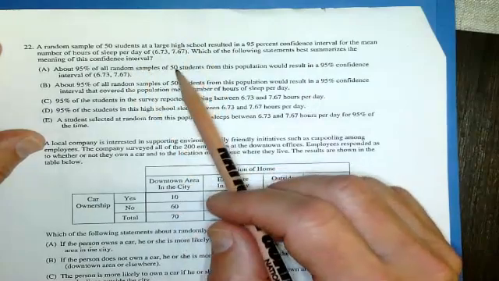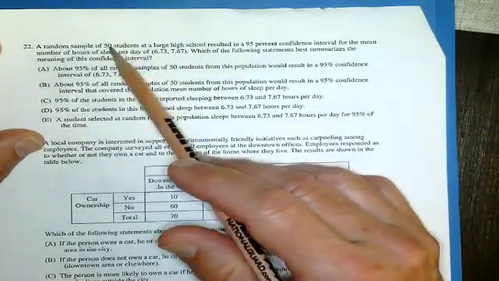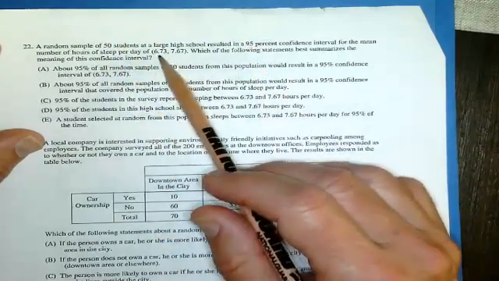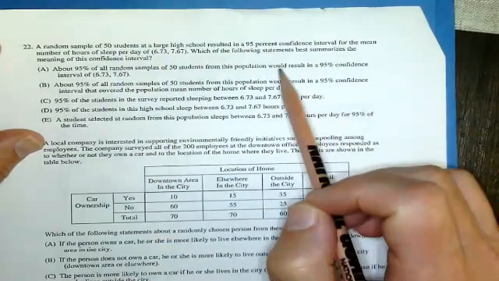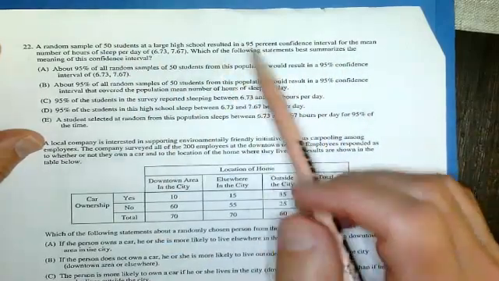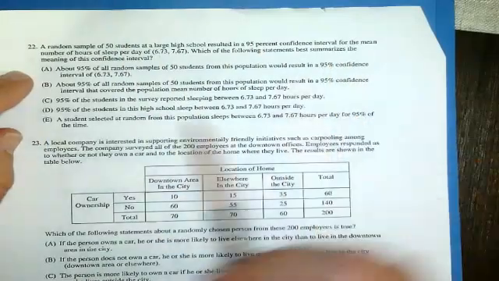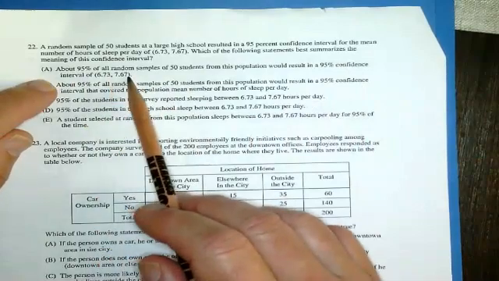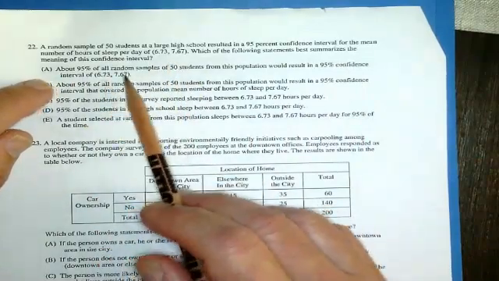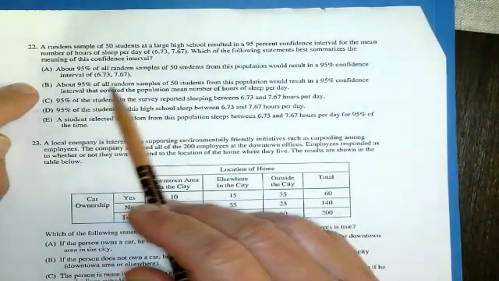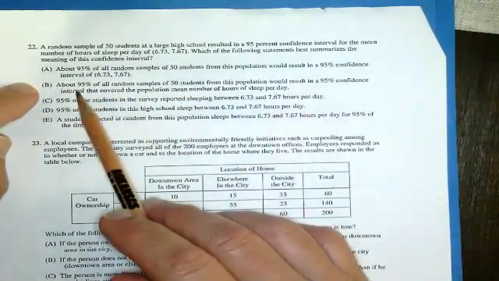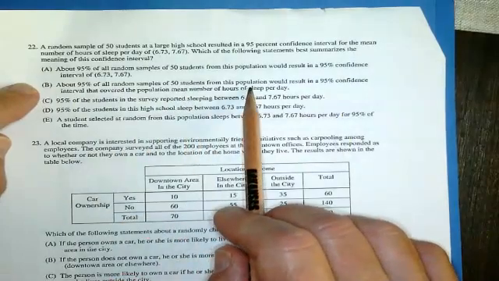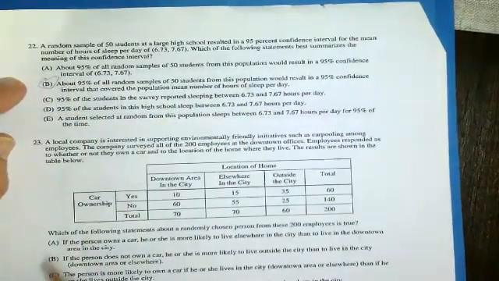Well, that means that if I were to do a bunch more samples of 50, I would expect about 95% of them to contain the true mean. Okay, about 95% of the population will result in the same 95% confidence interval? No. I wouldn't expect them to have the same interval. Okay, about 95% of the samples will result in a 95% confidence interval that covers the population mean number of hours of sleep per day. Ding, ding, ding. There's my answer.